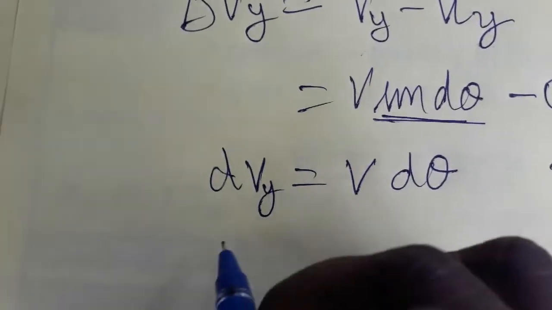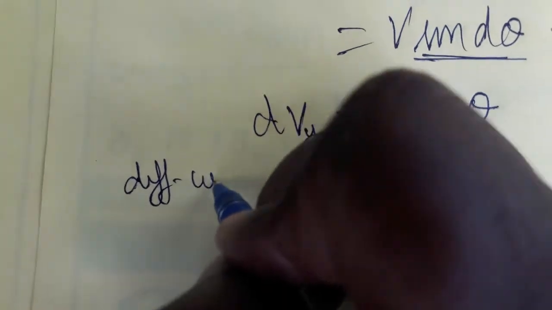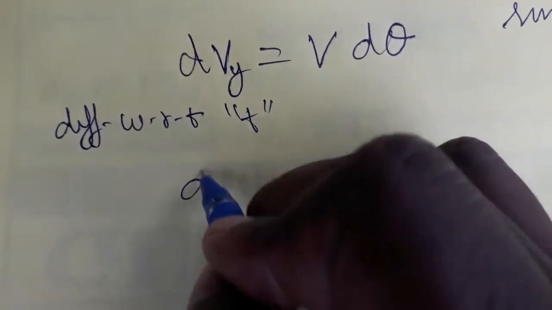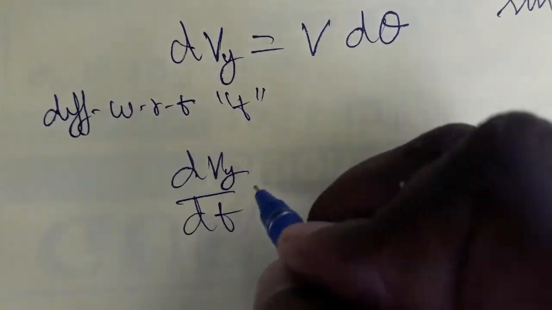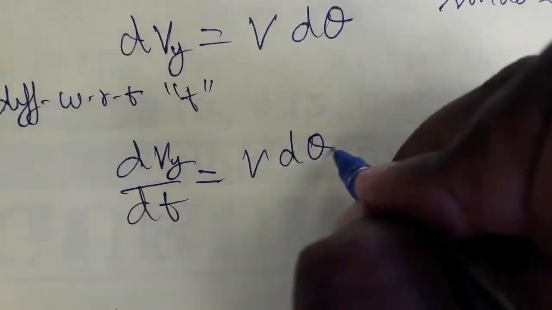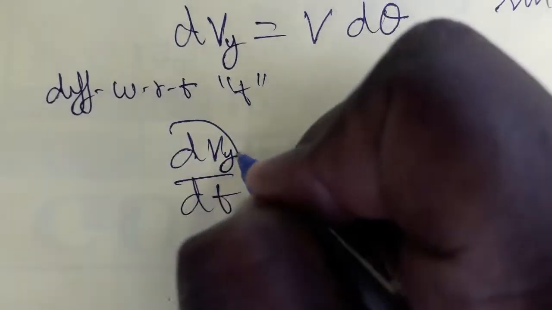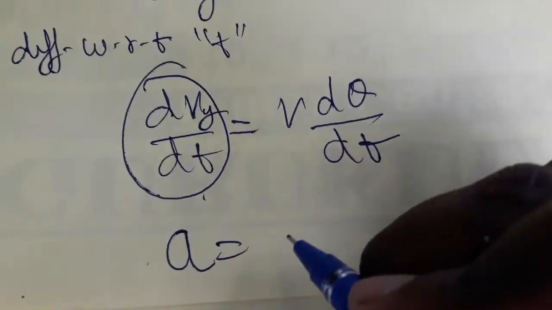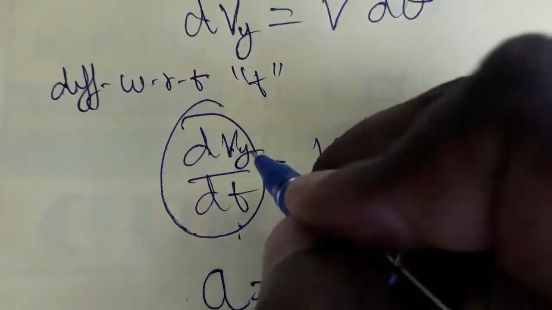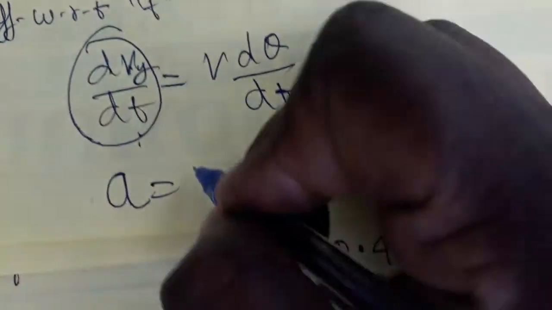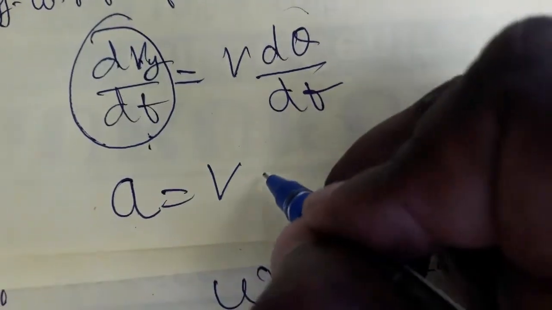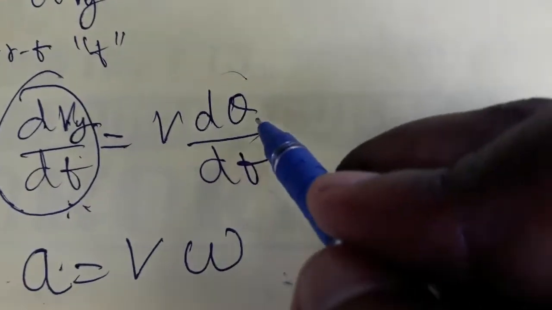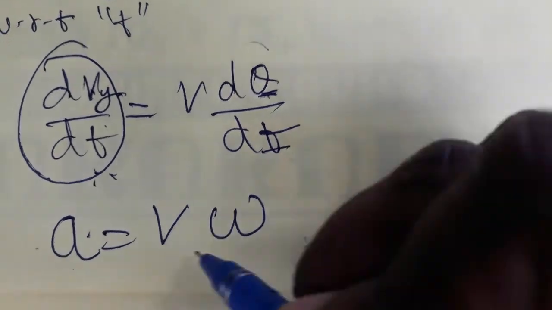Okay, now differentiating this equation with respect to time, I get dvy by dt equals v times d theta by dt. Linear velocity divided by time is linear acceleration. Angular displacement divided by time is angular velocity. So velocity by time is acceleration, and here angular displacement by time is angular velocity.